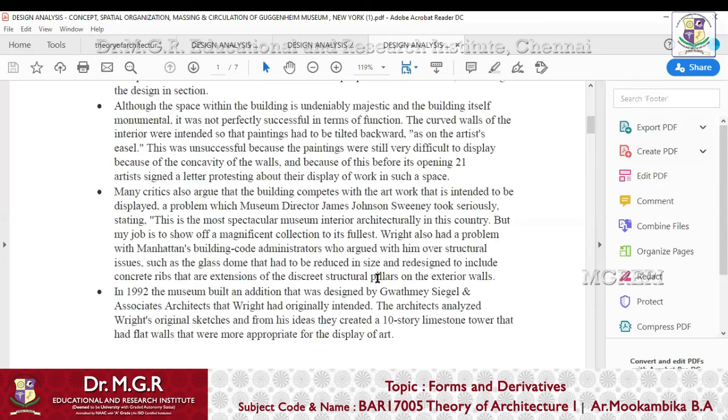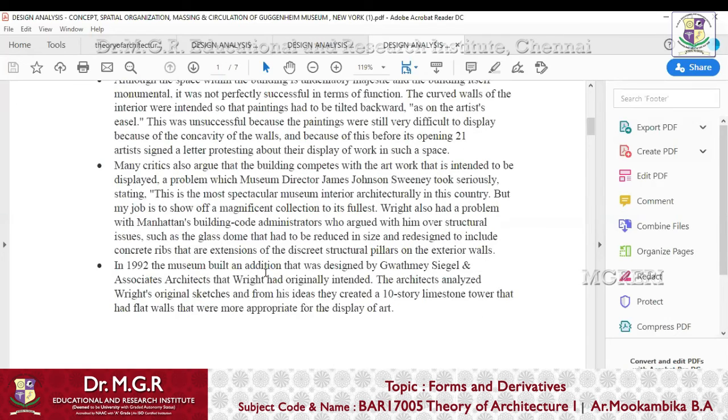For example, this is to address the point back then. They had a problem with the massive glass dome, so he had to reduce its size and redesign it to include concrete ribs so that it is an extension of the structural pillars on the exterior walls. Probably this might be because of the north light problem.